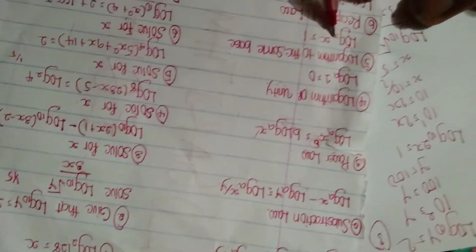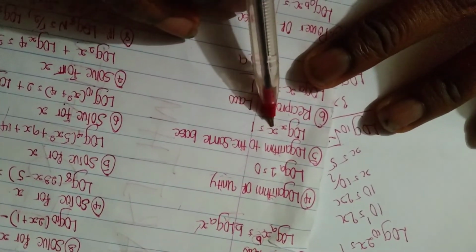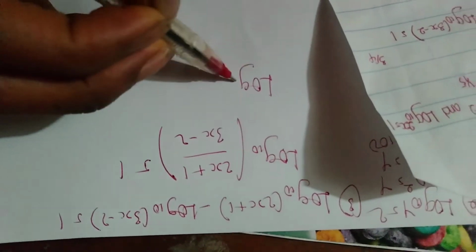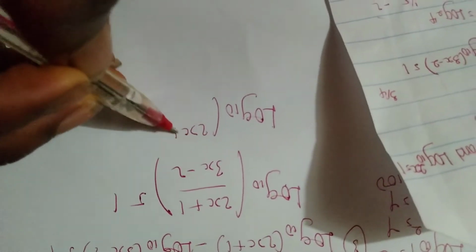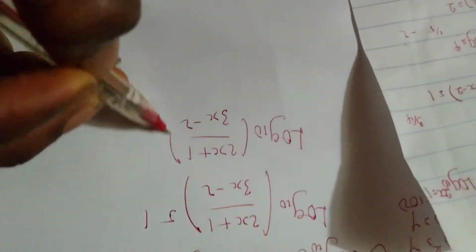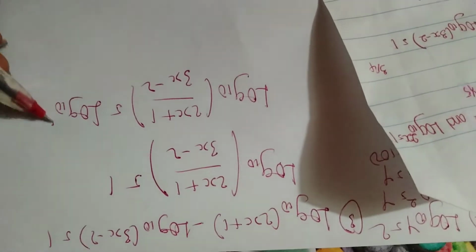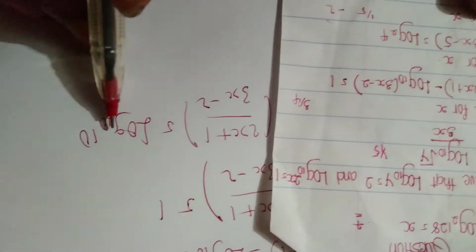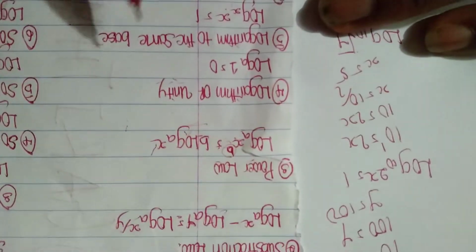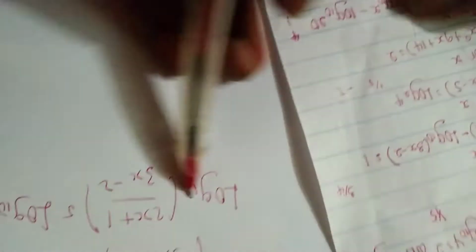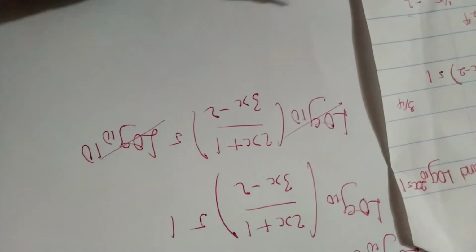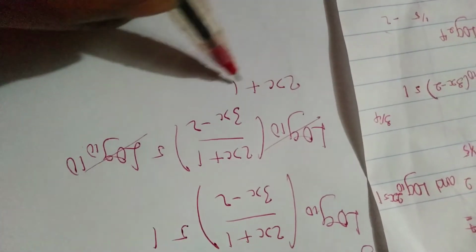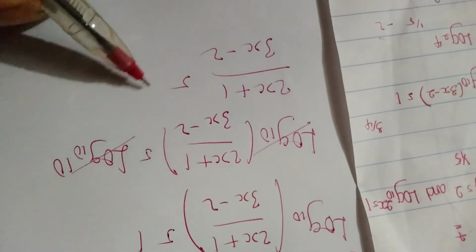From the log of the same base, we see that log of a number to the same base is 1. So I'm not breaking any mathematical law when I say 2x plus 1 over 3x minus 2 is equal to log base 10 of 10. Do you agree with me? Because log base 10 of 10 is equal to 1, according to the fifth law of logarithm. So I didn't break any law, and we have successfully gotten rid of our log. We have 2x plus 1 all over 3x minus 2 is equal to 10.